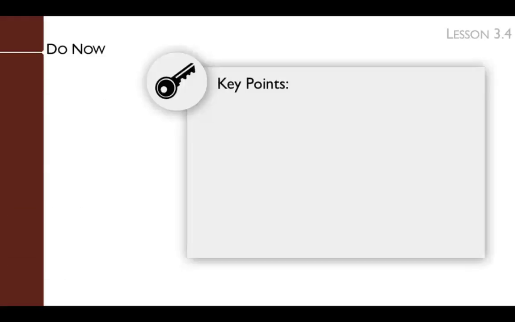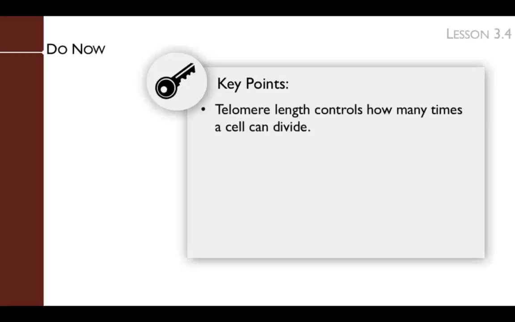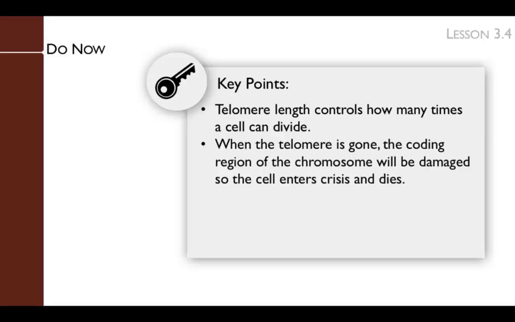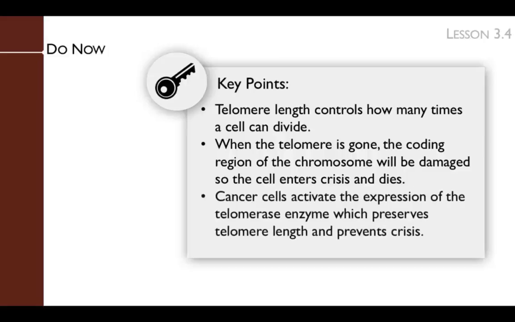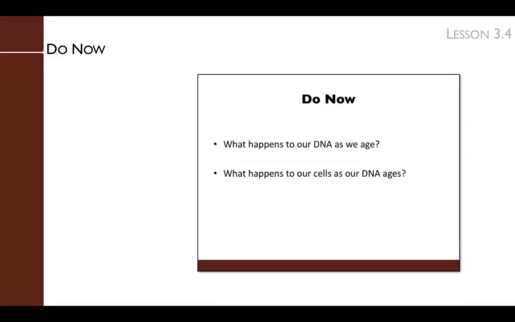The key points of the do now are that telomere length controls how many times a cell can divide. When the telomere is gone, the coding region of the chromosome will be damaged, so the cell enters crisis and dies. Cancer cells activate the expression of the telomerase enzyme, which preserves telomere length and prevents crisis. We begin the do now by considering what aging means at the cellular level.